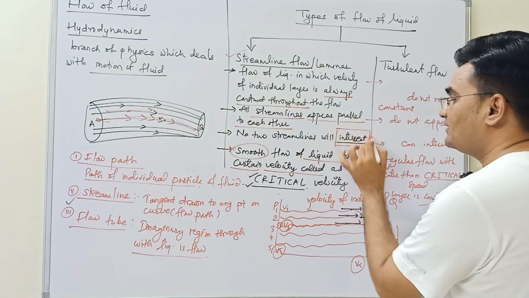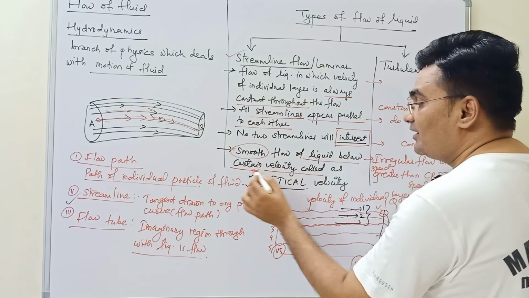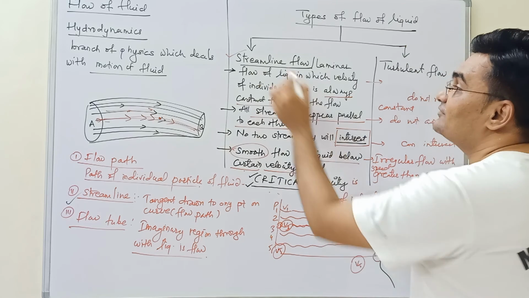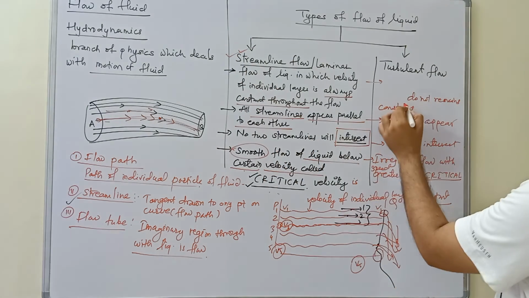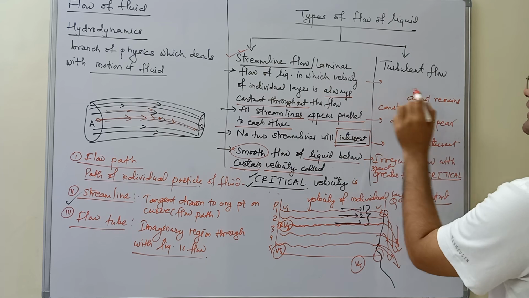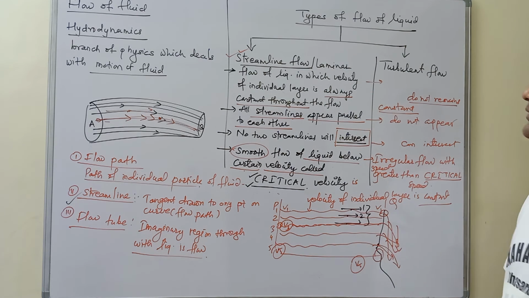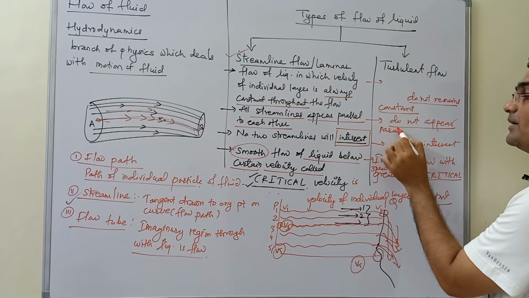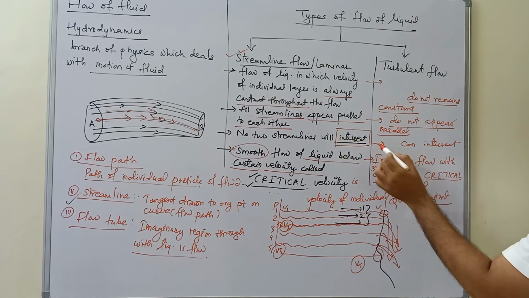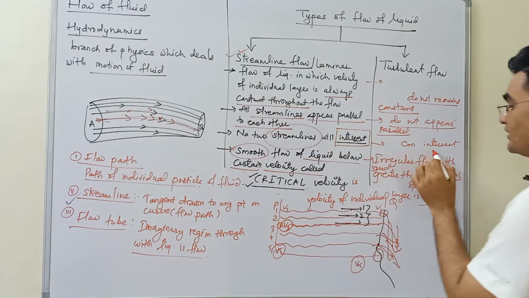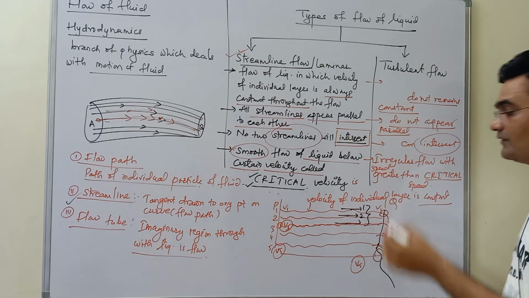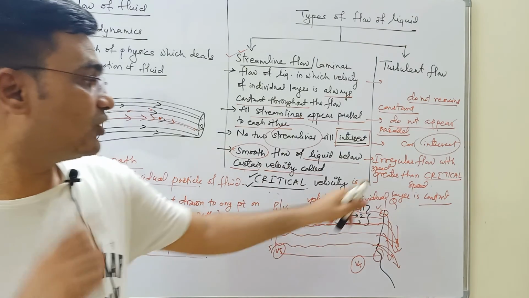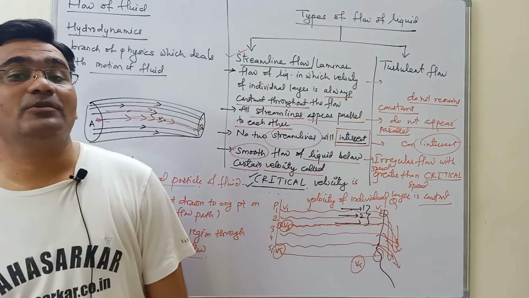So all the streamlines appear parallel in streamline flow. If they are parallel, no two streamlines will intersect. Smooth flow of liquid below a certain velocity, called the critical velocity, is called streamline flow. The turbulent flow: the flow of liquid in which the velocity of individual layers does not remain constant. Lines do not appear parallel to each other. Here streamlines are going to intersect. Whereas irregular flow of fluid or liquid in which the velocity of all the layers is greater than the critical velocity, we call turbulent flow.